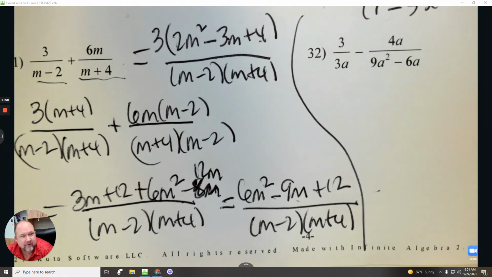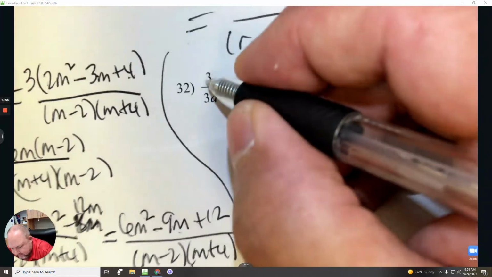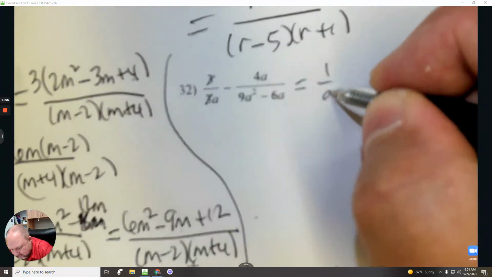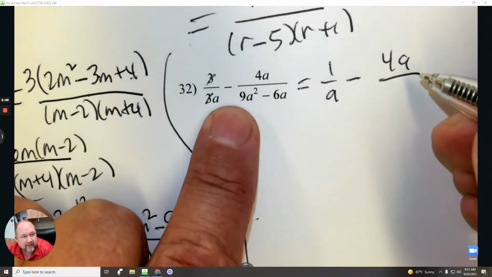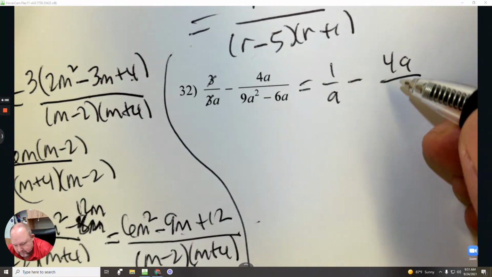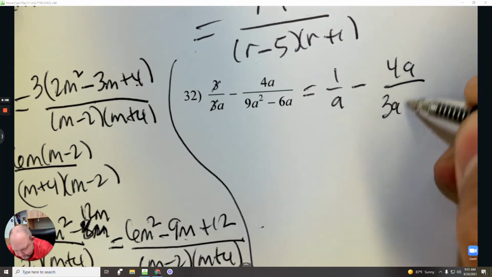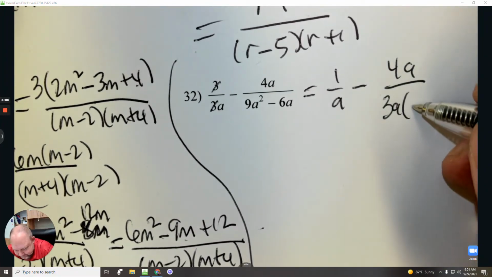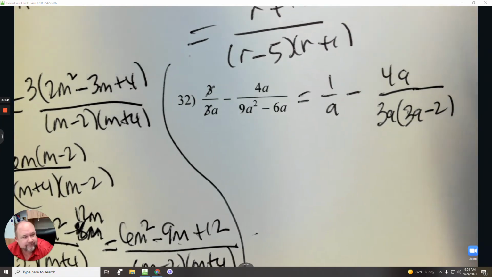All right, number 32. I need common denominators. So step 1 here is to look at the denominator. In fact, I'm going to simplify this to 1 over a. That's going to make my life easier. And then this denominator, I'm going to factor out. So they both have a 3a in common. Actually, that's not going to be helpful now. So factor out 3a, and you have 3a minus 2.